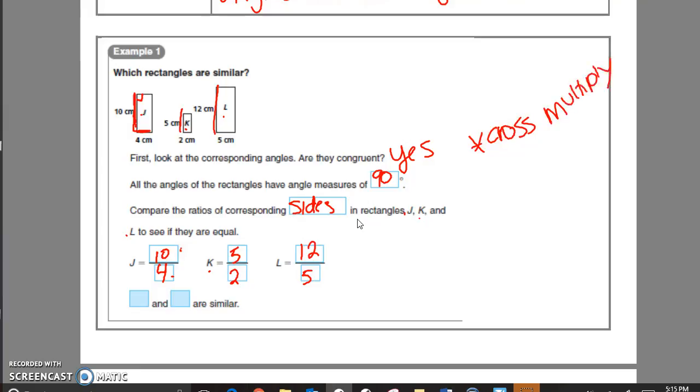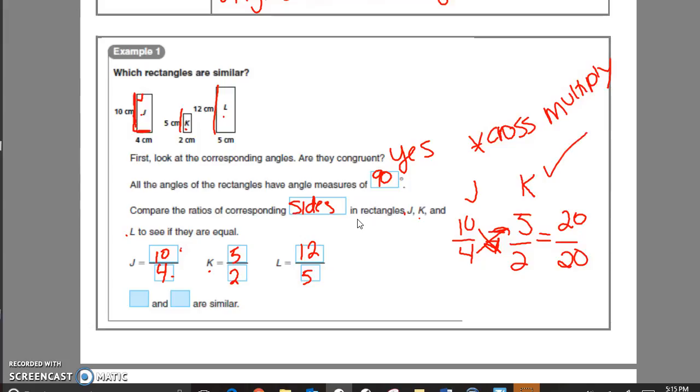to see if they are equivalent. So I'm going to compare J and K first. So I've got 10 over 4. We're seeing if it's equivalent to 5 over 2. Cross multiply, that's 20 and 20. So those two are similar rectangles. And let's check if the other ones are similar.